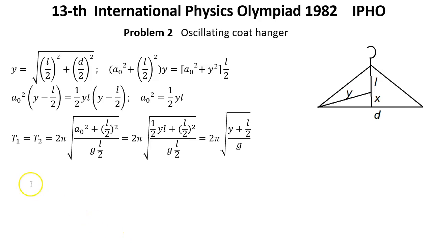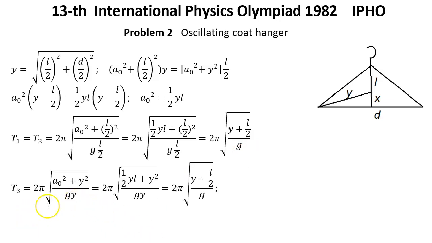Let's count what the period is in that case. We can count what this expression is when, instead of a0 squared, we put 1/2 yL, and finally we will get this expression, 2 pi multiplied by the square root of y plus L over 2 divided by g. Let's count what the period is in the third case. That will be this expression, and after simplification we have the same result as in the first and second case.